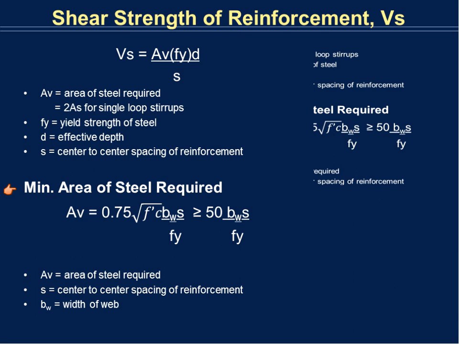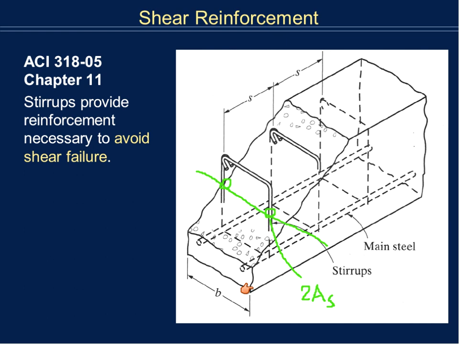Also, the minimum area of steel required. So very similar to our rho factor, where there's a minimum area of steel. The minimum area of steel is equal to, if you look at the entire equation, including our phi factor, 0.75, times radical F prime C, which is either 3,000, 4,000, or 5,000 PSI concrete. Typically, that's equal to 50, so it needs to be less than 50, times B sub W, which is the width of the web, which in this case is our width of our beam, or the width of our T-beam. That's why we say B sub W in case it's a T-beam.